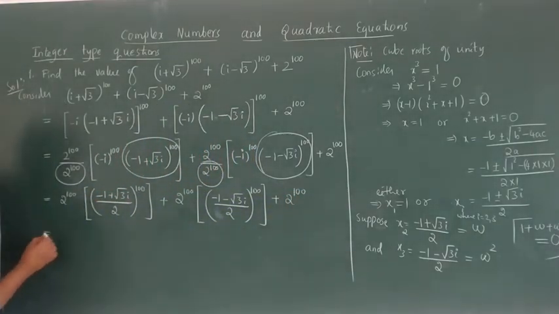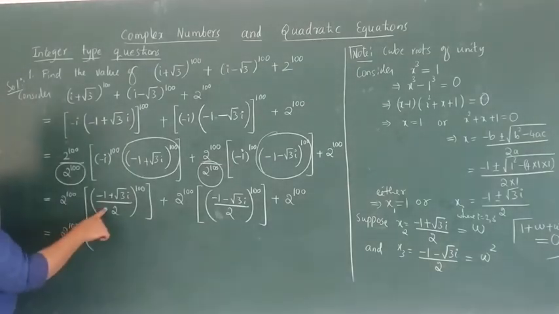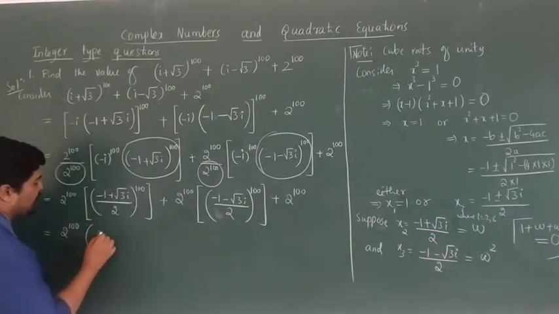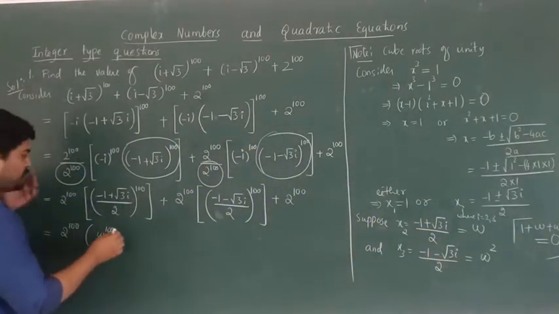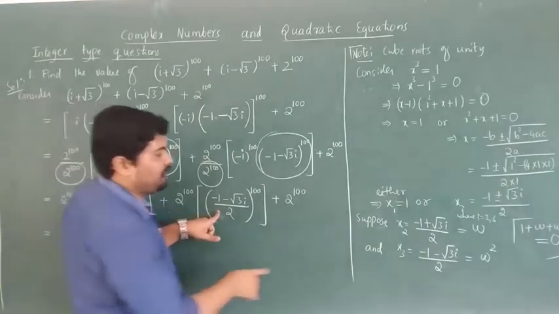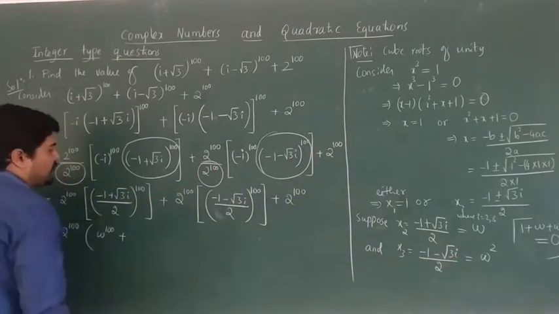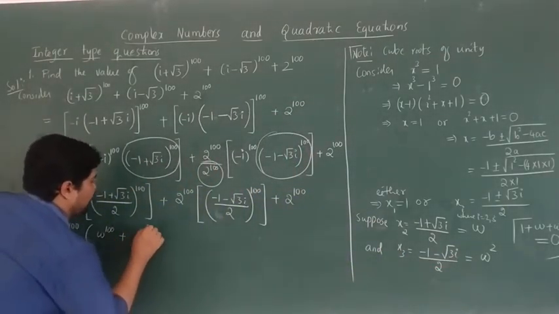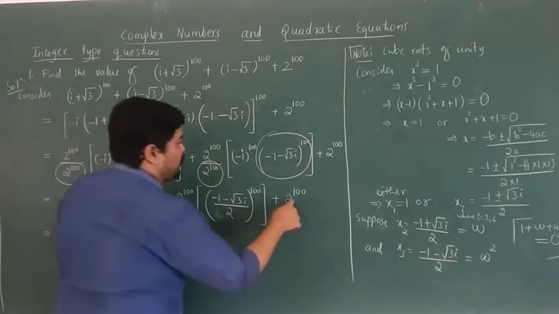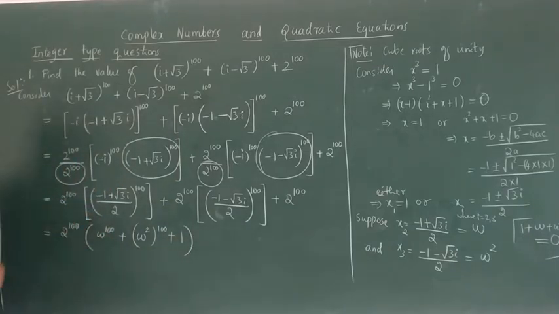Now see here, 2 power 100 as the common one. What is this one? This one is nothing but omega, isn't it? Omega power 100. Next one, 2 power 100 I have taken as the common one. Here you are just left with this, that is nothing but omega square, isn't it? Omega square, its power 100, plus here you are having 2 power 100, that is same as 2 power 100. I hope you can understand up to here.